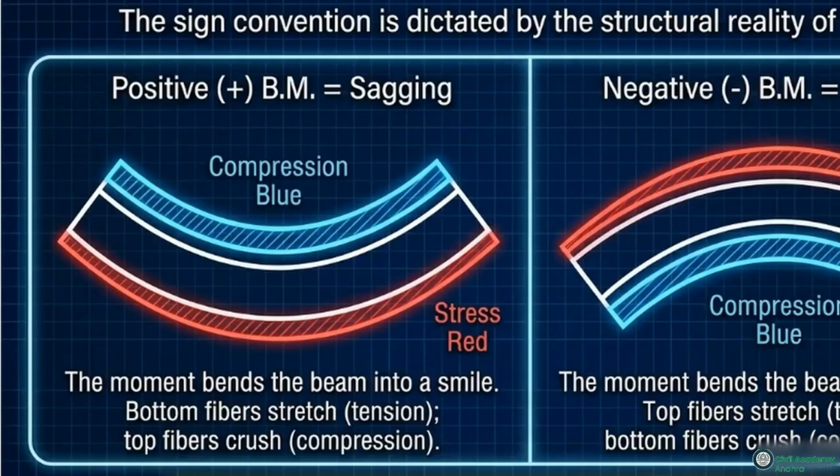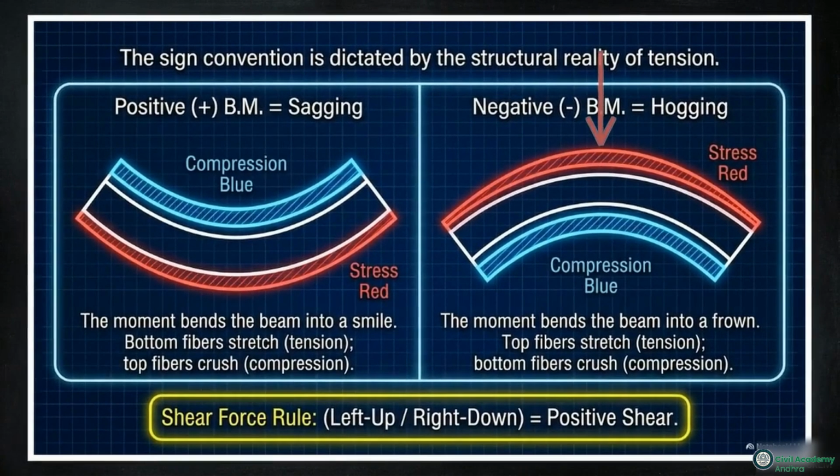Our sign conventions are grounded in tension. A positive bending moment creates a sagging smile, stretching the bottom fibers. A negative moment causes a hogging frown, stretching top fibers. For shear, left up or right down equals positive.